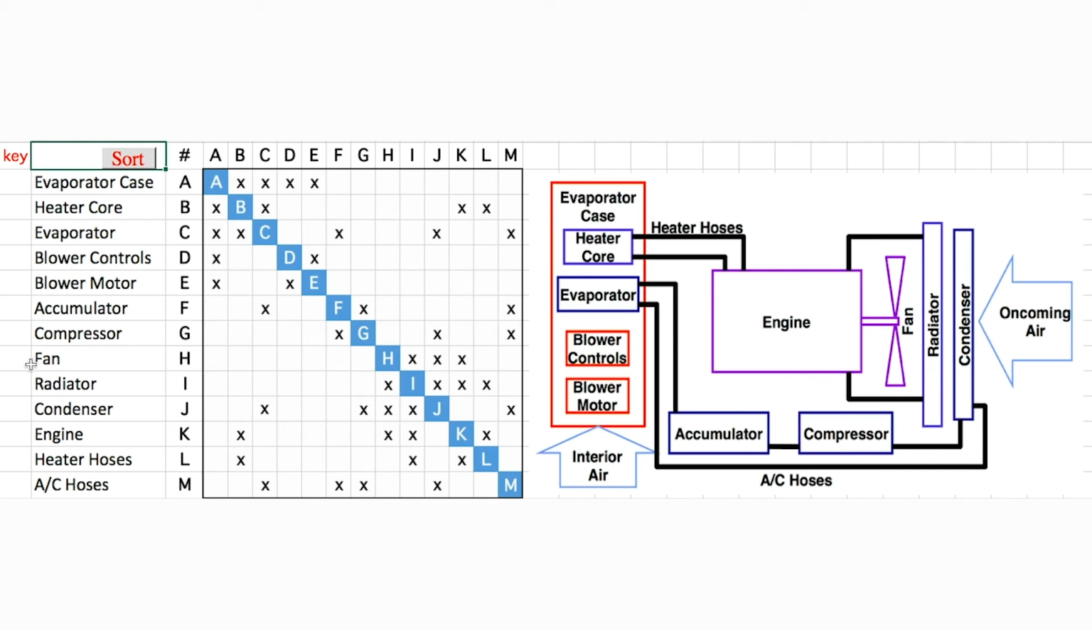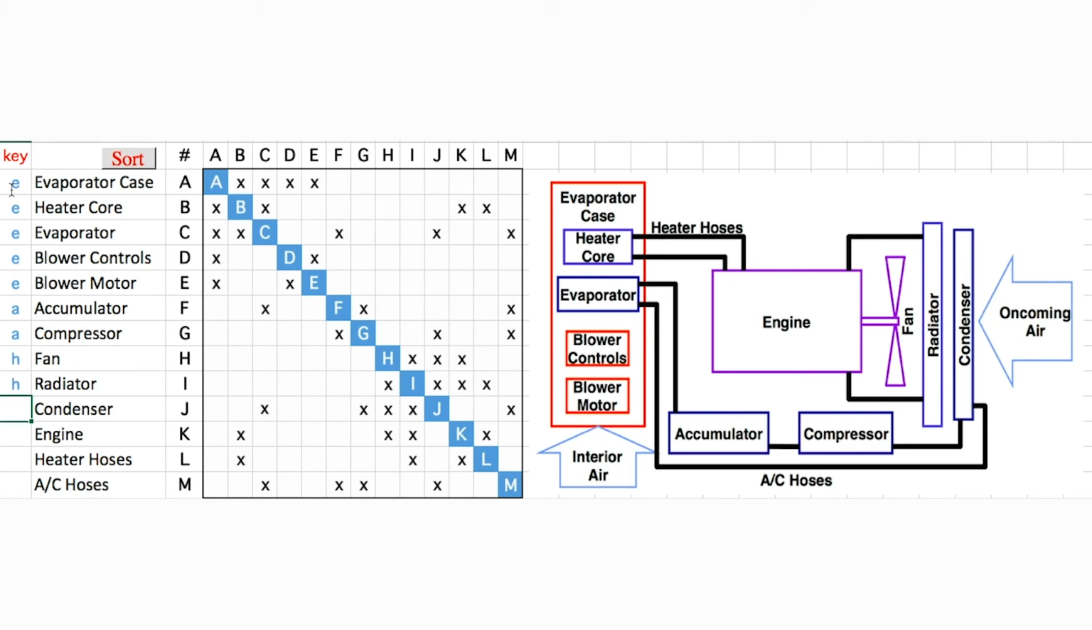And so what we can do is we'll fill into this first column a code representing those different subsystems. So for the evaporator, we'll use a code of E. I'll put E for the case, the heater core, the evaporator, the controls, and the motor. The accumulator, compressor, those are part of the air conditioning subsystem, so I'll use the code of A for air conditioning. The fan and radiator, those are part of the heating system, so I'll use a code of H.